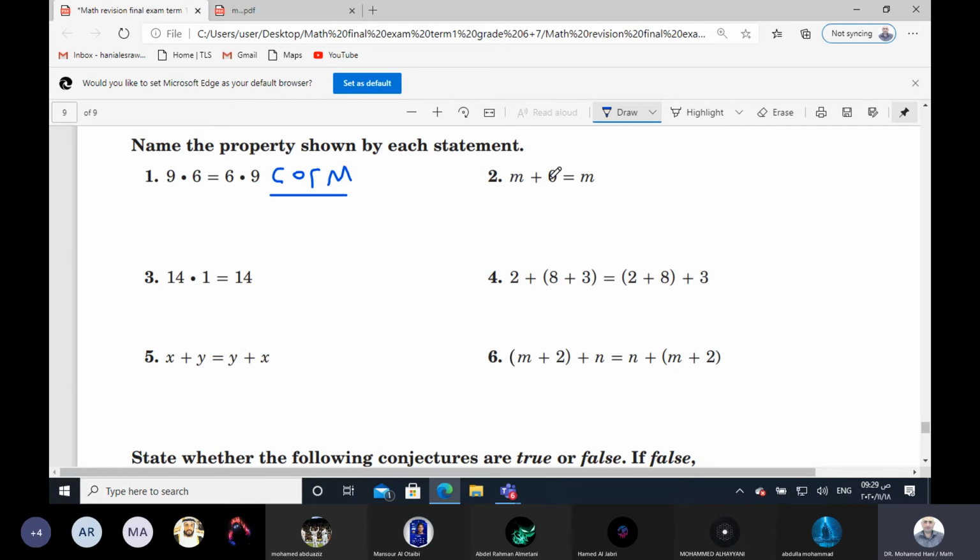Here m plus 0 equals m. Here, identity of addition. Here we have 14 times 1 equals 14. The name here will be identity of multiplication.